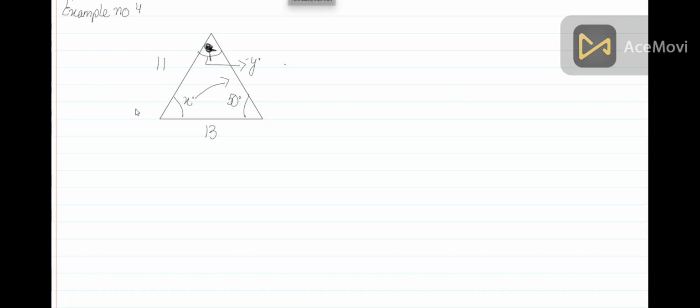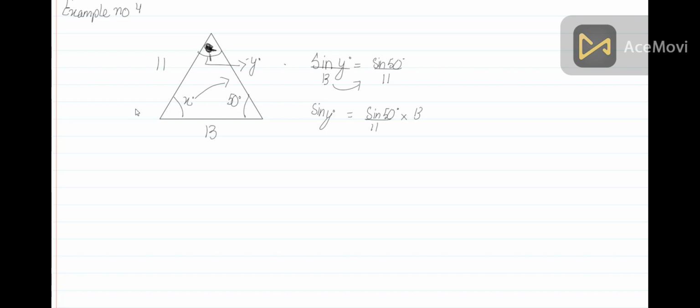So now you have to find the angle. Okay, so directly sine y, opposite 13, is equal to sine 50, opposite 11. Okay, so just move this 13 to the right hand side. So sine y degrees is equal to sine 50 degrees upon 11 multiplied by 13.